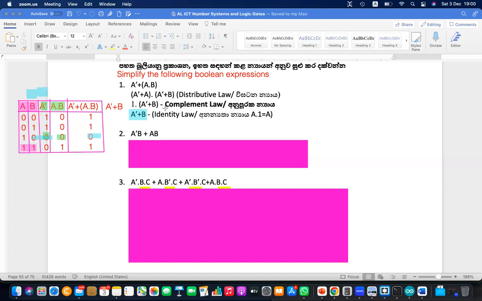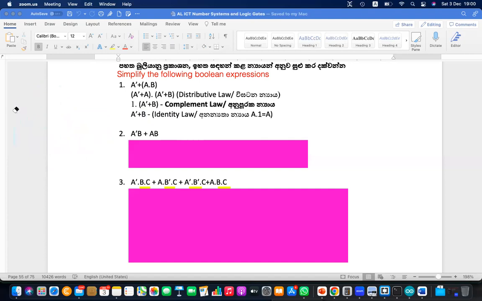Okay, the next one. Please write down with the laws. Always write the laws when writing such answers. This kind of thing is mostly asked in essay questions. They will ask and they need the law as well. So please write distributive law, then complement law, then identity law.